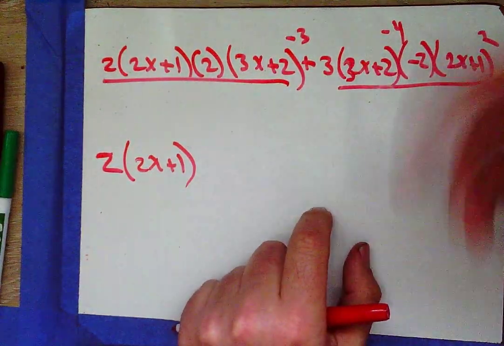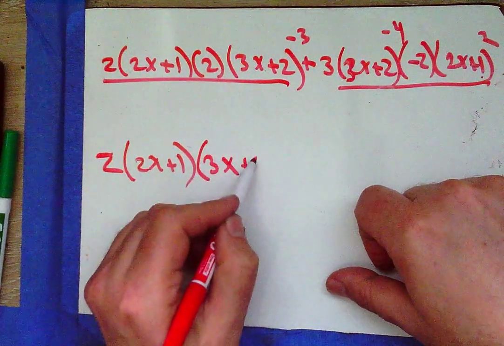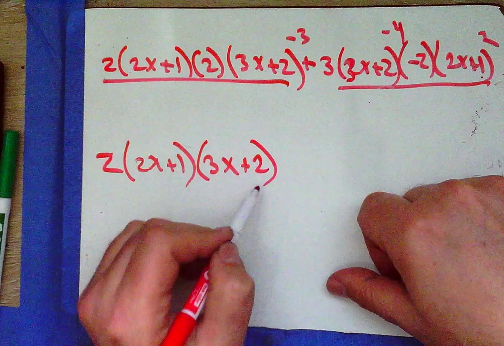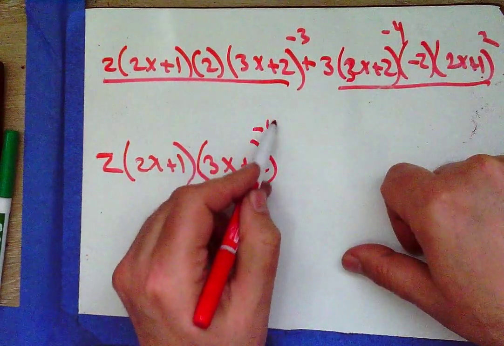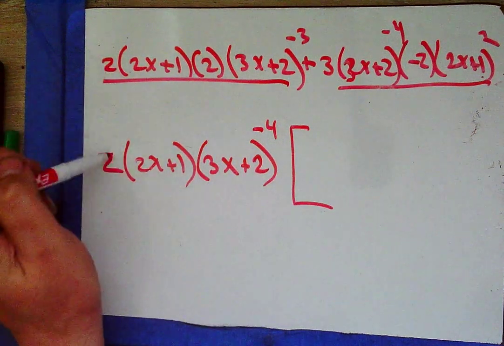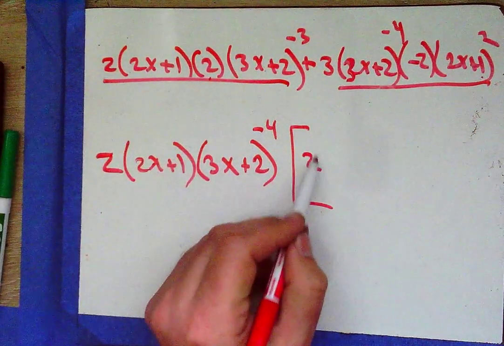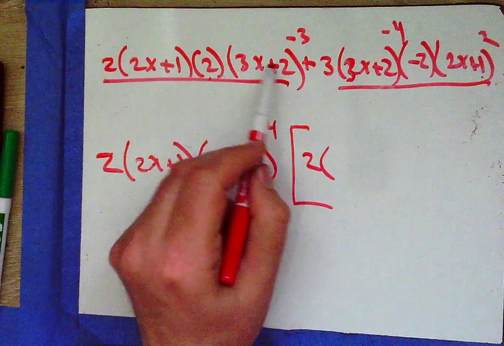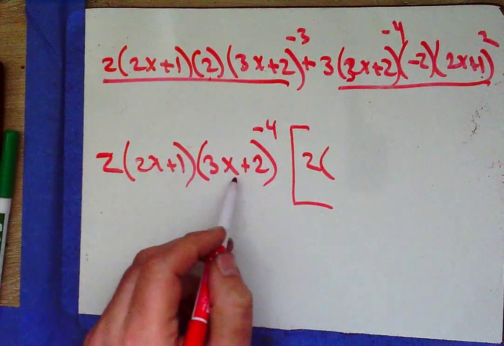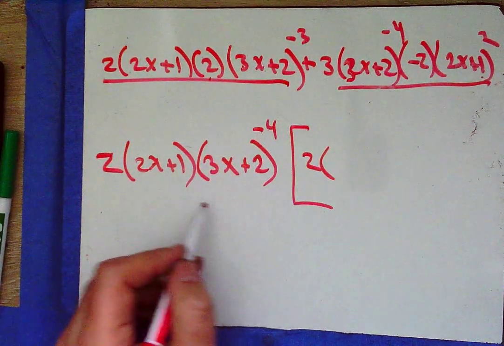which one do I take out? I always take out the smallest power. What's smaller, negative 3 or negative 4? Negative 4 is smaller. So now let's play the what's left over game. I took out this 2, I took out this 2x plus 1, this is still there. And I took out 3x plus 2 to the negative 4th from 3x plus 2 to the negative 3rd.